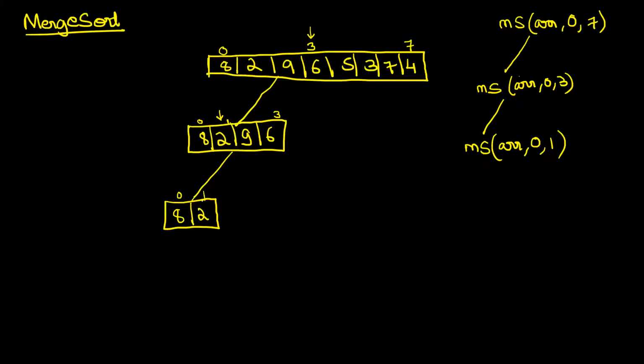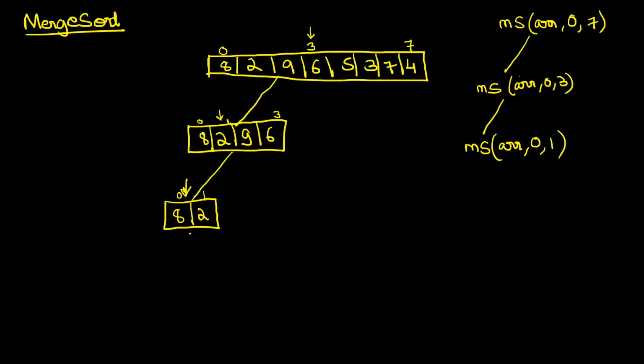Again, I see that L is less than R. That means I have an array greater than size 1 to actually sort. So what do I do? I again try to break it up into a smaller problem. So I compute mid. What is mid? L plus R by 2, 0 plus 1 by 2. That is 1 by 2, which is 0. So mid also comes at index 0.